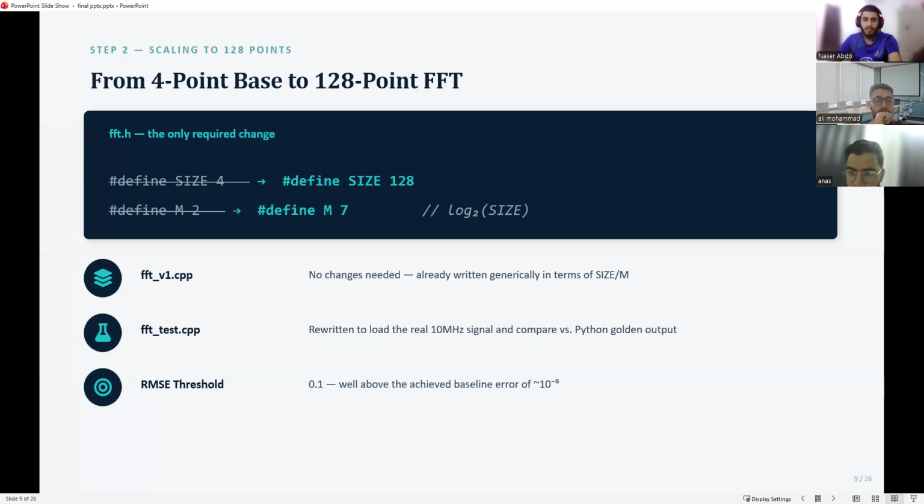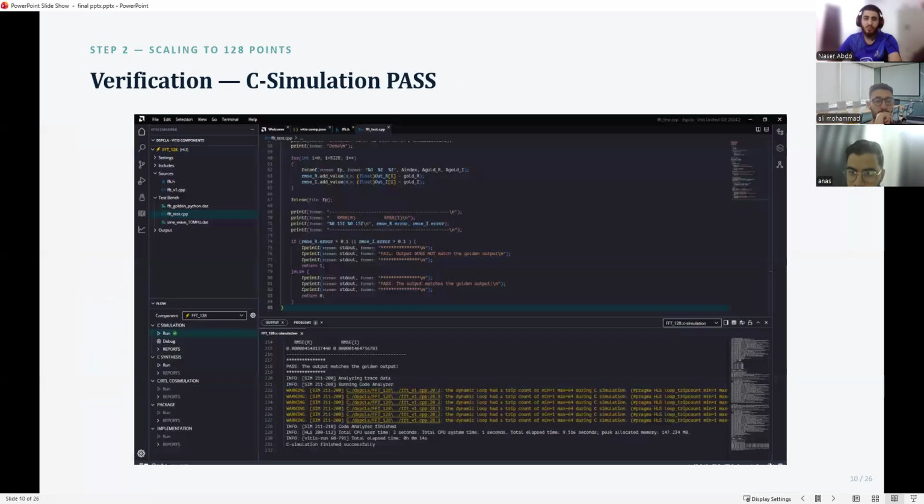And in this slide, finally, we perform C simulation in Vitis HLS, and as you see, this is the result here. And now we'll move to Ali. He'll explain the next slides.